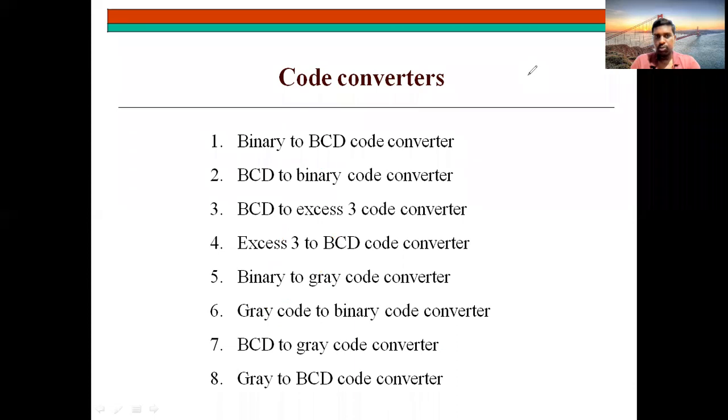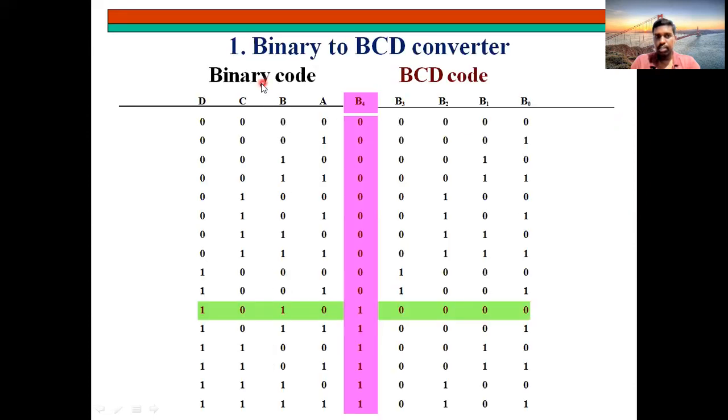Okay. Only 3 steps. First step is framing of the truth table. Second step is K-map simplification. Third step is the logic diagram. Very easy and very important also. Okay. So see the first one, how to convert binary to BCD code. Take 4 inputs. You will have 16 combinations. First, on the left hand side, you write all the 16 combinations. This is your A, B, C, D, the inputs.